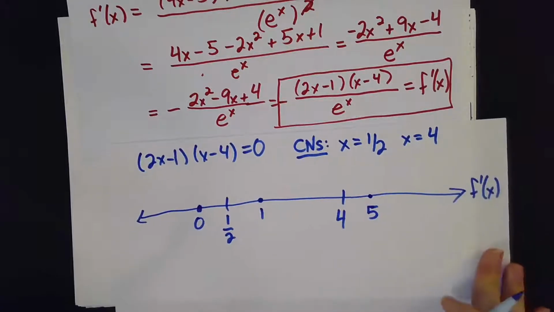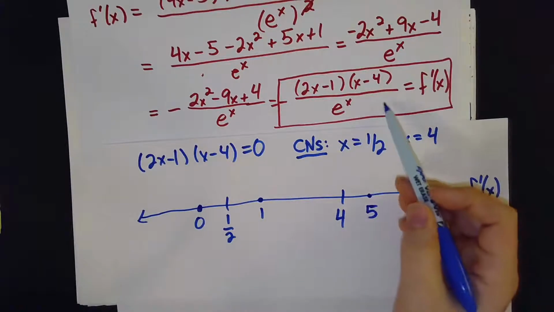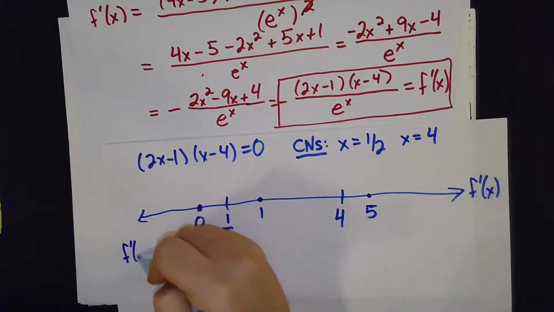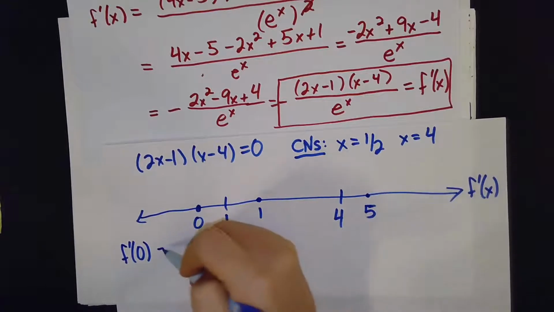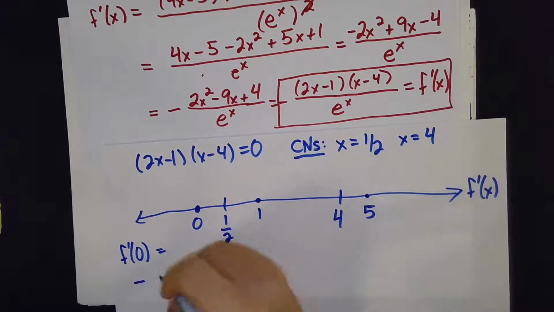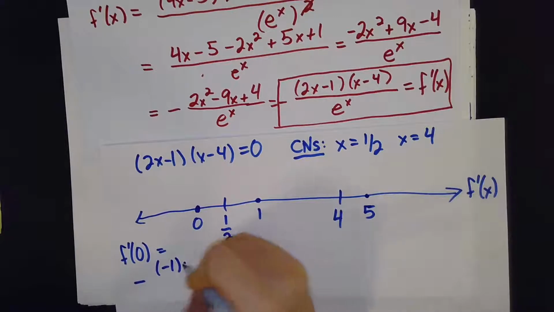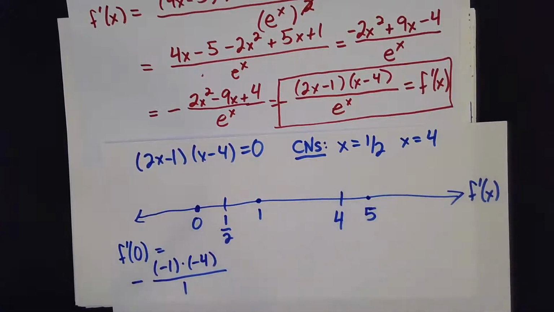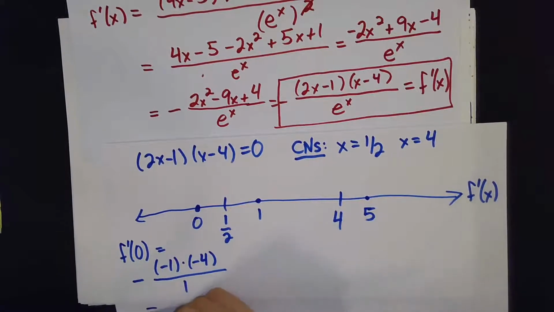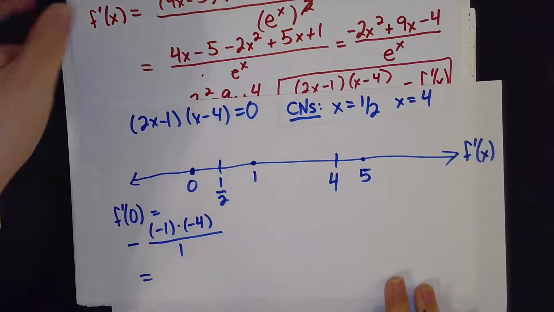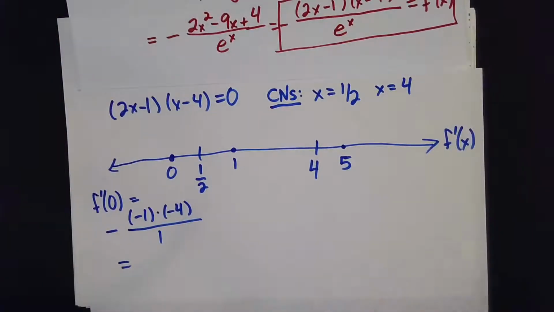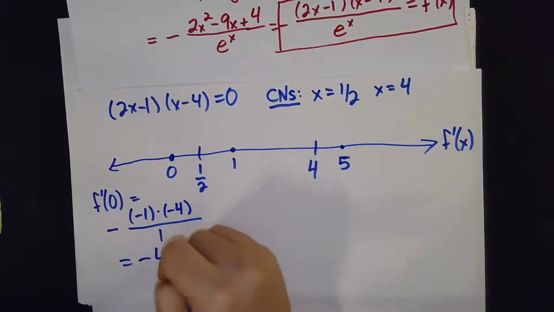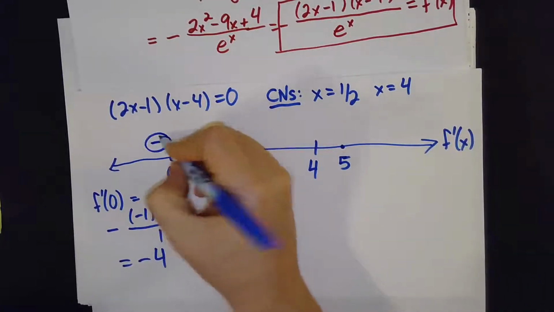And this is where it helps that I have a simplified version of the derivative to plug these things into. So when I go to find f prime of 0, it will be minus 1 times minus 4 divided by 1. So that will work out. Sorry, I ran off the bottom of the page there. That will work out to be minus 4, and so it is negative.